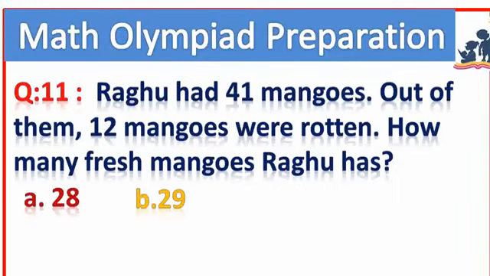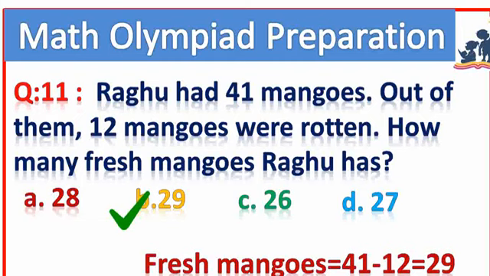Question number 11. Raghu had 41 mangoes. Out of them, 12 mangoes were rotten. How many fresh mangoes Raghu has? 29. Yes, here 12 mangoes are deducted. So, 41 minus 12 is equal to 29. Good.